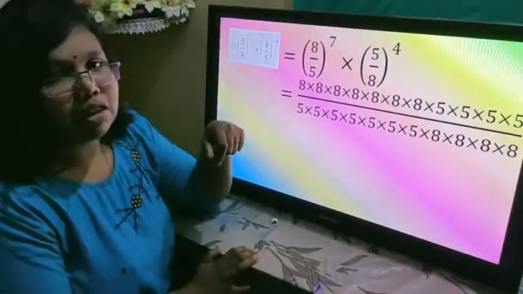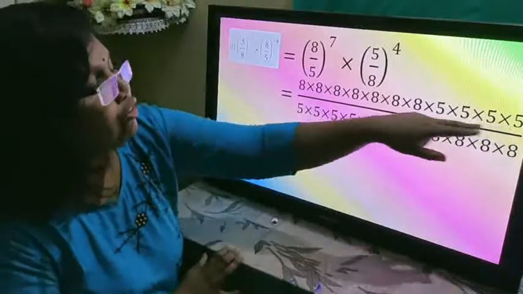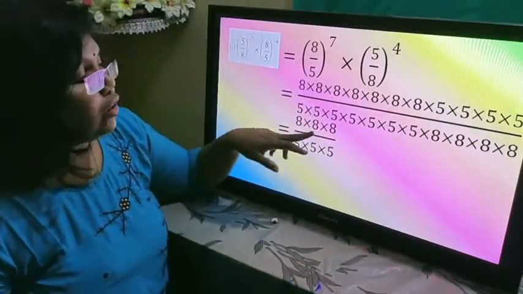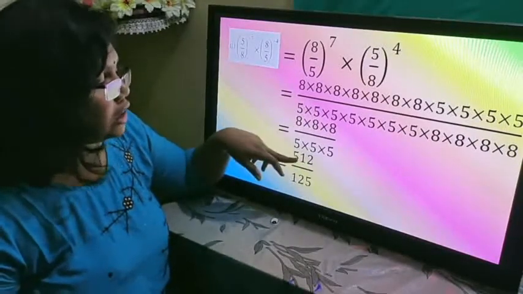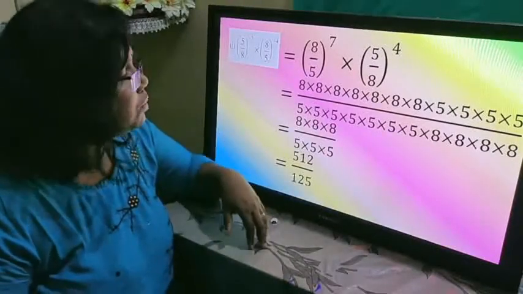Now cancel the number of 8s. So four 8s would be cancelled, and here four of the 5s would be cancelled. So it would be 8 into 8 into 8 upon 5 into 5 into 5. So 8 cubed is 512, and 5 cubed is 125. That's how our answer is going to be.